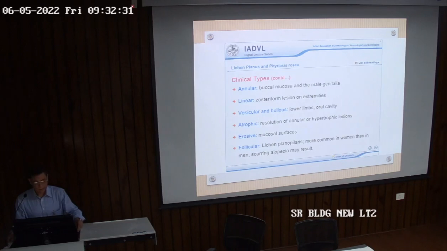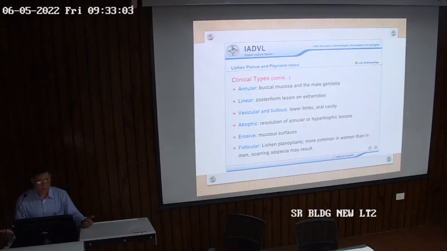So vesicular lesions are there, or bullous lichen planus is also there. So how to differentiate such types of lesion? Usually we read that the commonest type of lesion in lichen planus, according to the definition, the commonest variety presents in the form of flat topped, then color violaceous. So these two things are very important. These are flat topped and violaceous.